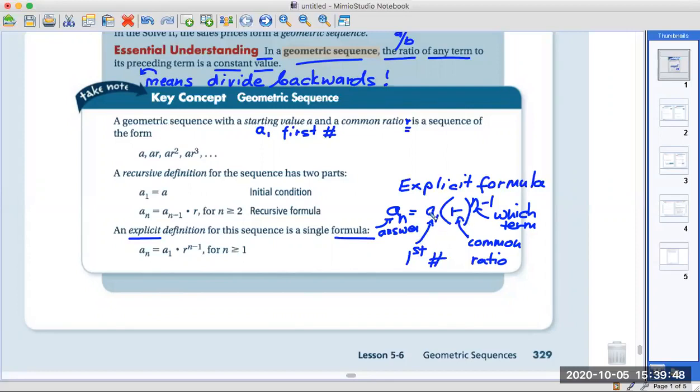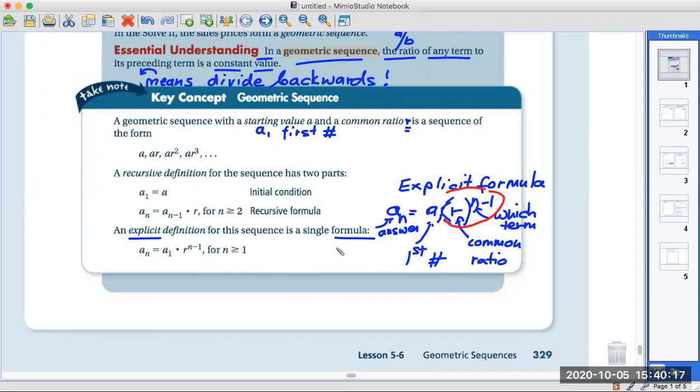Now remember, you do not multiply the first number times the common ratio. You always evaluate the power first. And whenever you get that answer, you multiply that by the first number. That's called order of operations. I don't mean to destroy that. I'm going to fix it so you can still copy it.